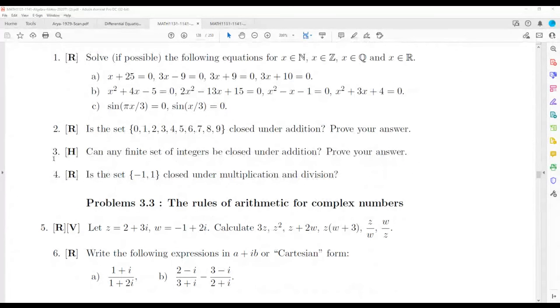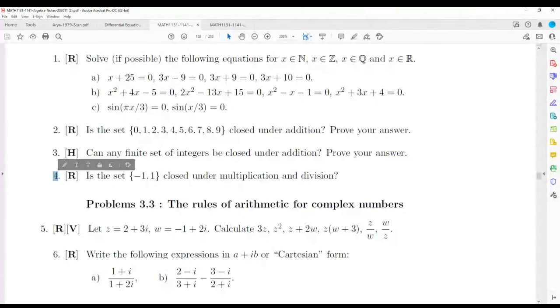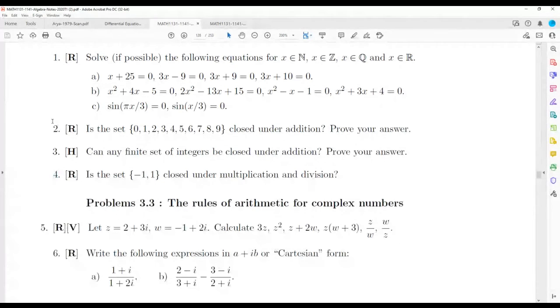So I think 2, 3, and 4 are interesting. And then we can do some more other questions, okay? So who can tell me, for this set of numbers, 0 to 9, is it closed under addition? Okay, so what does closed under addition mean? Can anyone tell me in the chat or on your microphone, what does it mean for a set of numbers to be closed under addition?